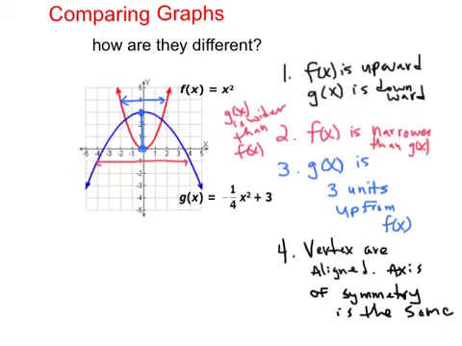And so that's also important too, because that shows us that the relationship between the a and b value is exactly the same. And since the vertex of both of the graphs are aligned, they have the same axis of symmetry, and we can see by the vertex alone that g of x is 3 units up from f of x, or f of x is 3 units down from g of x, just depending on how we look at it.